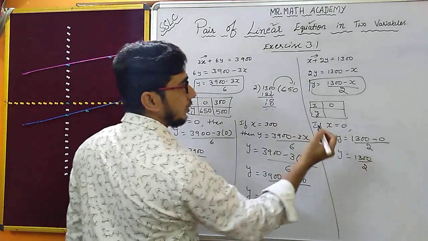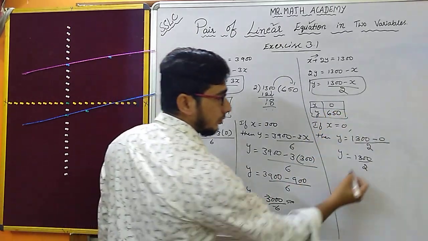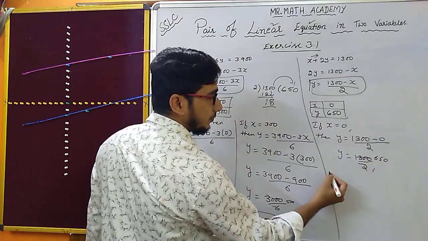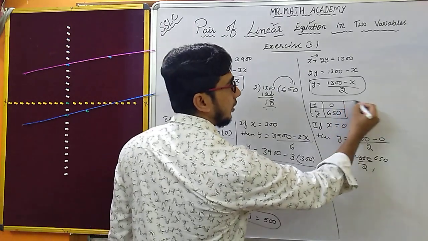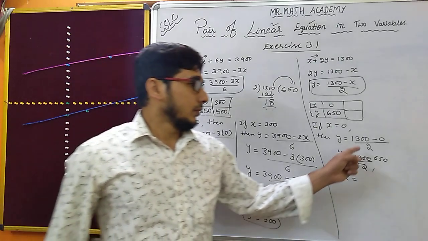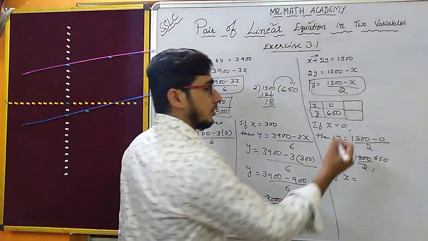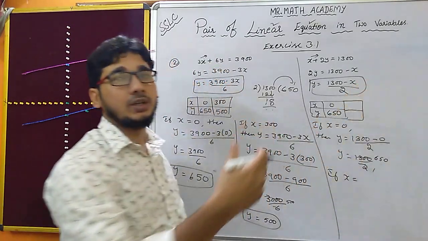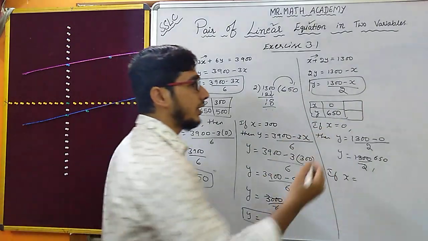Divided, 0 remaining, so 650. Done. Now 2 ones are 2, and 650 is y. Another point: x is equal to any value I can take. Think before taking anything. See, 1300 is there. Try to remove 300. So in the place of x, if you write 300, 1300 minus 300 is remaining 1000. So I'll write 300 here.